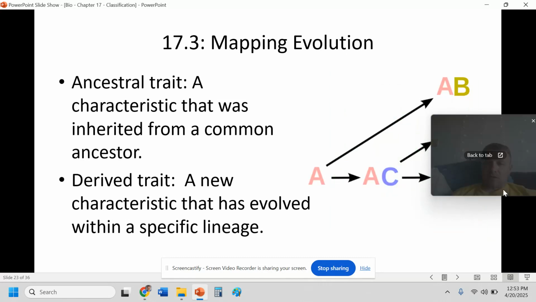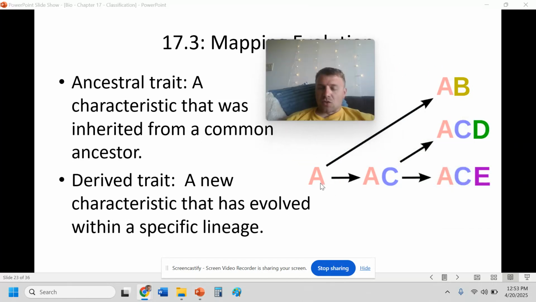Now, you can see here the ancestral trait here is A, where all of the species have them. But B, C, D, and E are derived traits because they evolved along the way and they, again, help us map out the evolutionary tree just a little bit more specifically because they evolved later on.